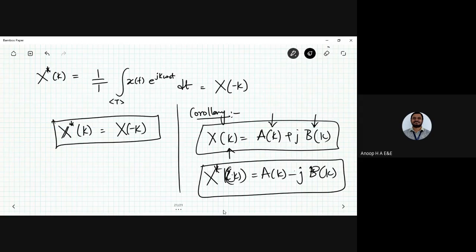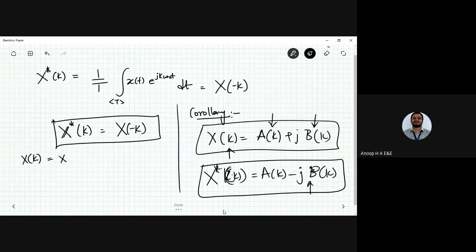So this is what I wanted to highlight here. X of k is with respect to the real part and the imaginary part. What did I do here? I took the complex conjugate. What change needs to be done? I just changed the sign of the imaginary part. Fine. So how are we going to take the magnitude of the complex number? Root of a square plus b square.